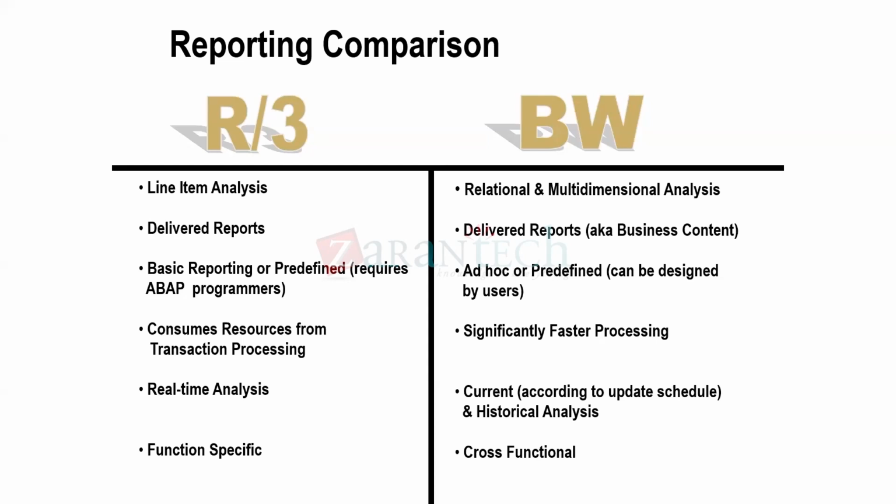In R3 we can do line item analysis. This tool is typically meant for reporting at a very detailed level, whereas BW, as I mentioned, is used for reporting at a segregated level. Now, the reporting in R3 is usually two-dimensional. You cannot drill down further into detail levels.